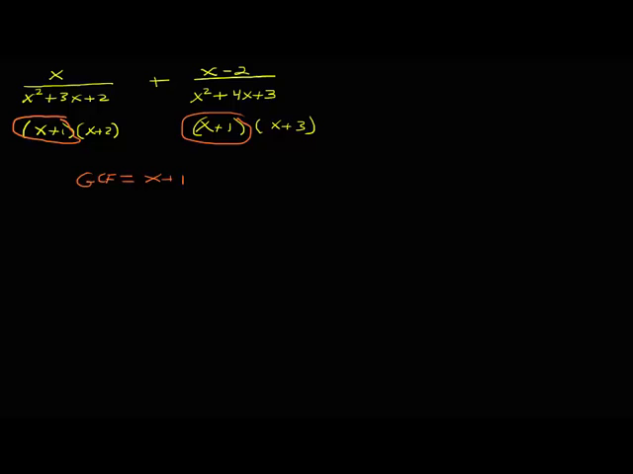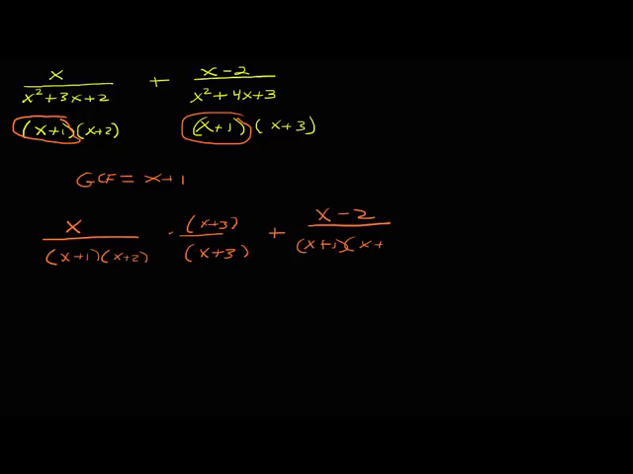Okay, what does the x over x squared plus 3x plus 2 need? It needs what's not circled in the other factor. So it needs x plus 3. So that's going to be x over x plus 1 times x plus 2, and we're going to multiply that by x plus 3 over x plus 3. And our x minus 2 over x plus 1 times x plus 3 needs what's not circled in the other prime factorization, which is x plus 2.